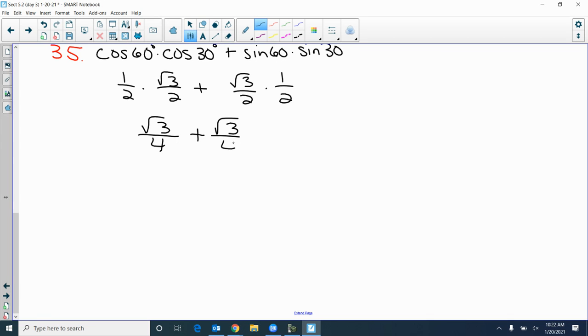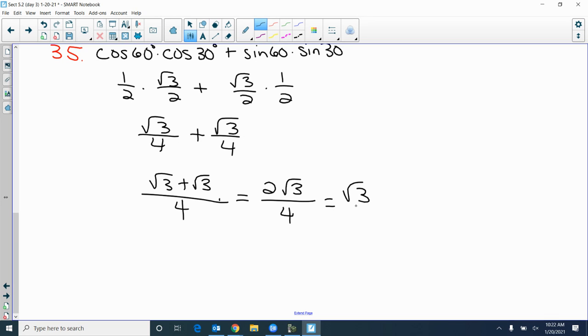Remember your fraction rules. They both have the same denominator. You can add them together and put them both over 4. Well, what's radical 3 plus radical 3? 2 radical 3. And 2 radical 3/4 is square root of 3/2. So that's how we come up with that. And you would do 39 similarly. Okay. All right, any other questions?